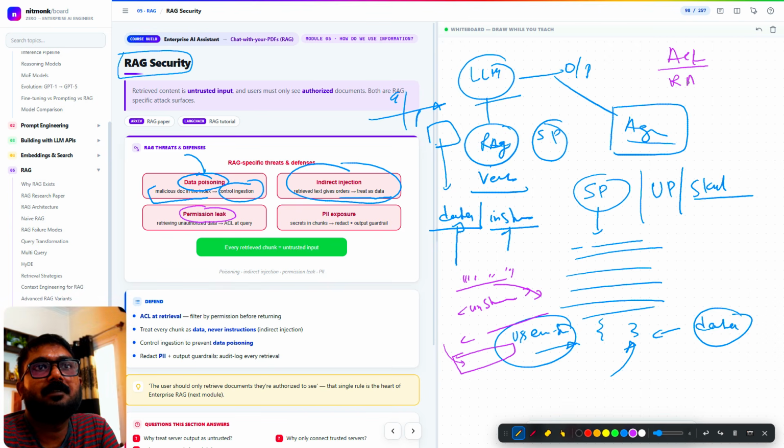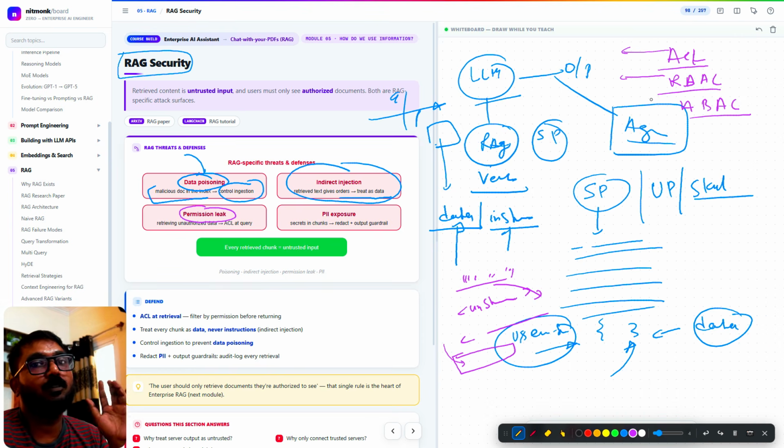And RBAC and ABAC is also there. I'm forgetting the full form of it. RBAC is role-based access control. ACL is access control list. We try to define who can access this data, the RAG. That can happen with metadata also. In the metadata, you tell it which kind of user permission it has.